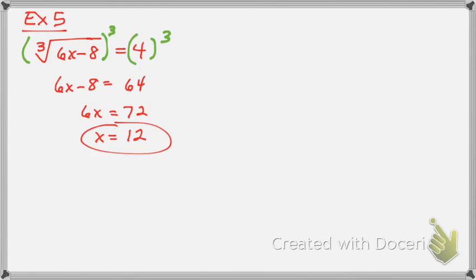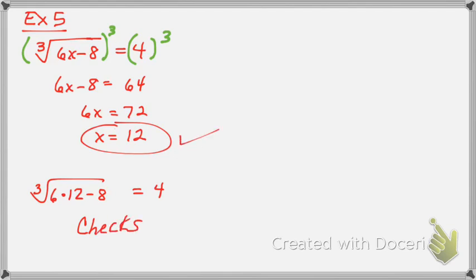Okay? So if I go back and check it, cube root of 6 times 12 minus 8. Does it come out to be 4? And you can just type it in the calculator. It'll be 72 minus 8, 64. Yep, should work. Yeah. Okay, everybody good with that? So checks. So we're good. x equals 12 is our only answer. Everybody okay with that? All right.